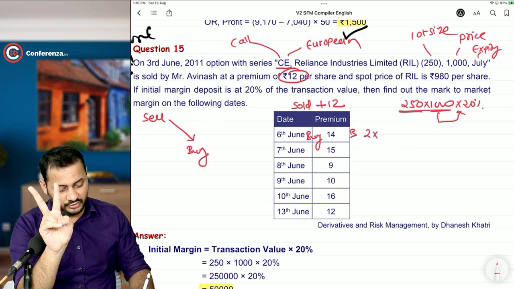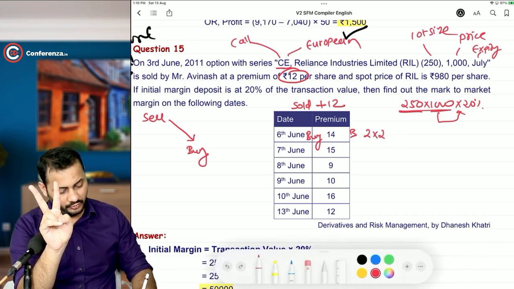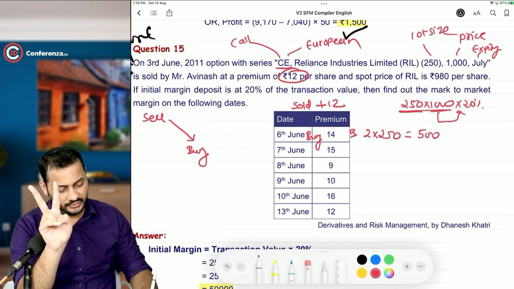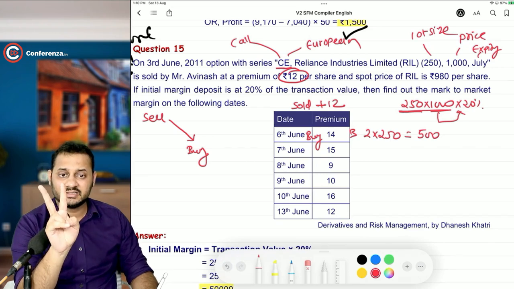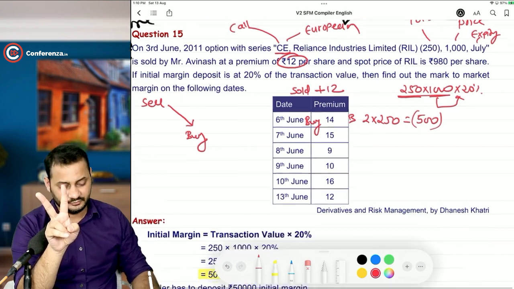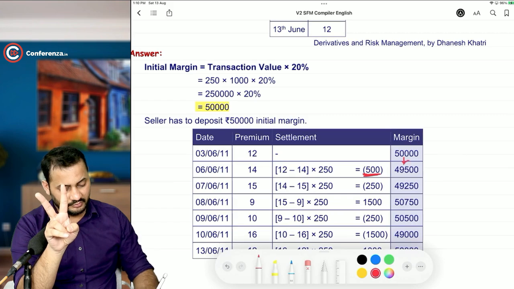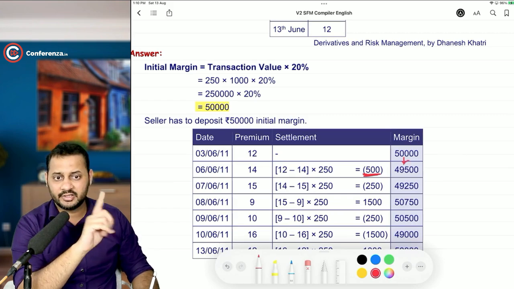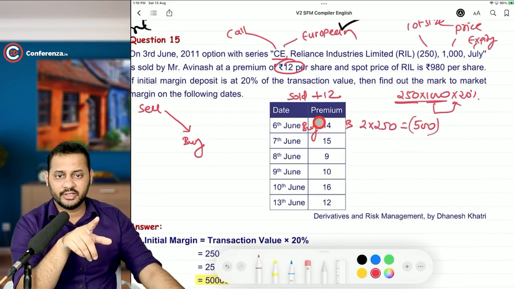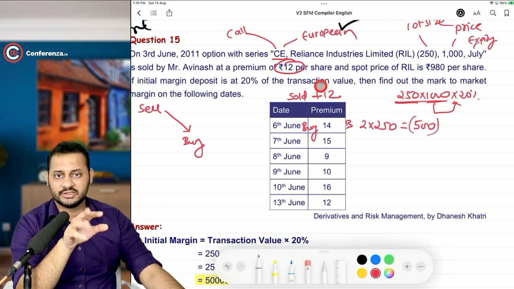2 rupees of loss on 1000, on 250 options. That's around 500 rupees. This will be adjusted in your margin account. Have a look. 500 rupees loss. Because it's a loss, it has been deducted from your margin account. On the very next day, your contract is settled at 14 rupees. Imagine now you have a sell position at 14 rupees because this is settled.